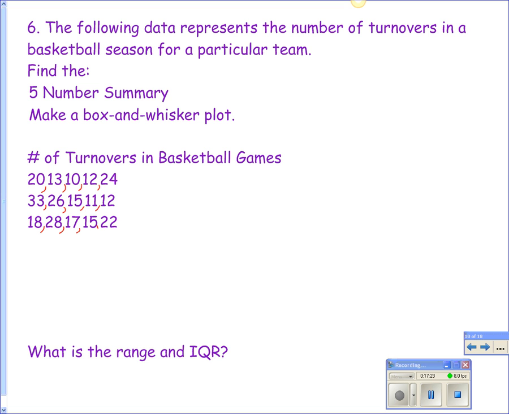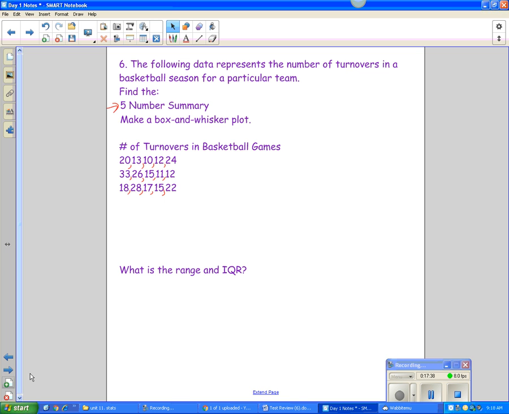Okay, so to find the 5-number summary, the first thing you do is you put it in stat. Okay, so that's what you do first. Put it in stat. So go in your calculator. Everybody do this. I shouldn't have to tell you every time. Put it in your calculator. In L1 only.